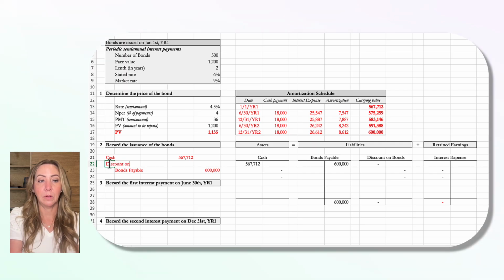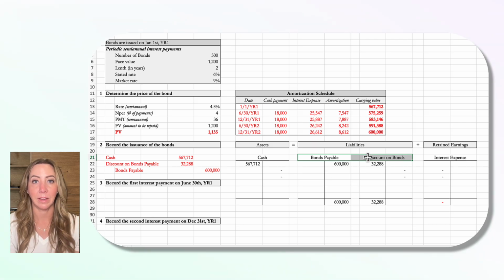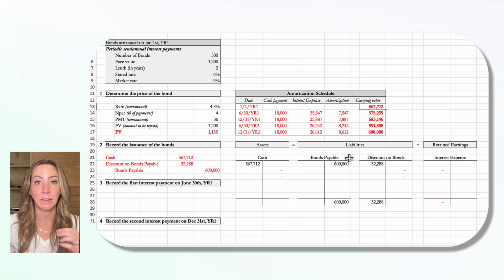And I'm going to call that the discount on bonds payable. And this is a contra liability account. So notice that that account is right there next to bonds payable. These two accounts are married. Together, they are the carrying value of my bond, a $600,000 credit and a $32,288 debit. Together, those two are the carrying value of my bond. Also notice that in my amortization table, that starts with the carrying value of my bond. Okay. And this discount account right here is a placeholder for an amount that I plan to move over to interest expense every time I make a cash payment on this bond.